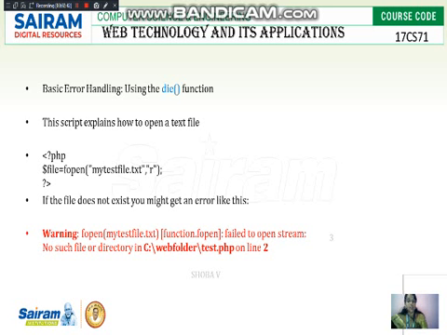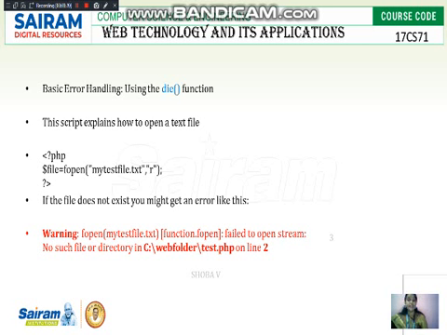The basic error handling is the die function, and this script explains how to open a text file. Within the delimiters of your PHP file, you use a dollar sign before your variable. You open your file, and inside you give the parameter, the file name, mytest.txt. Before reading you have to open the file, so I am using fopen, and afterwards you can give or die, at the beginning stage of opening the file.